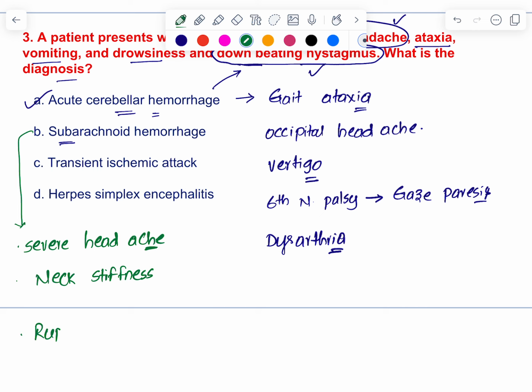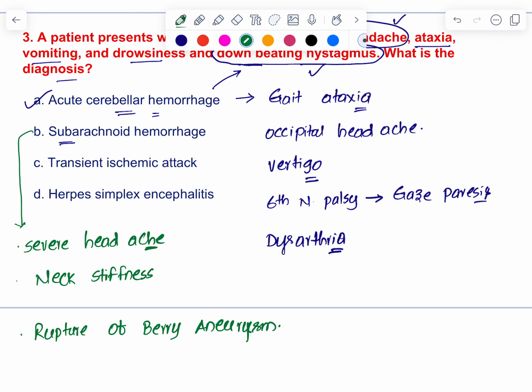So subarachnoid hemorrhage is usually due to rupture of the berry aneurysms. And whenever there is rupture of the berry aneurysm, that will cause hemiparesis, aphasia, and also abulia. So there can be involvement of the anterior communicating artery, exactly at the bifurcation of the middle cerebral artery, or there can be involvement of the posterior communicating artery aneurysm.